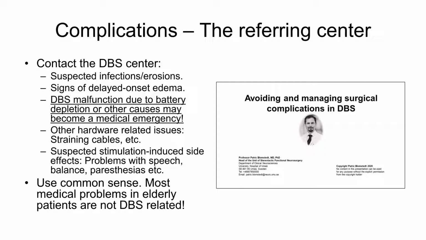But it will still most often be necessary for the DBS center to rule out this possibility. But it is important to use some common sense. We get many odd referrals, like a patient with full-blown pneumonia with high fever who was sent to us from another hospital in an ambulance because of what was called stimulation-induced breathing problems. Most medical problems in elderly patients are not DBS related, and it is best to treat these patients as all other patients, ruling out the most common explanations before considering if the DBS might be the problem.